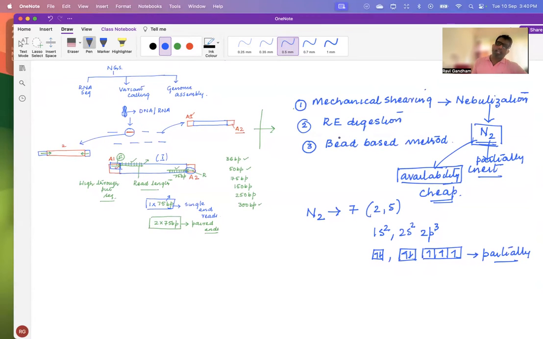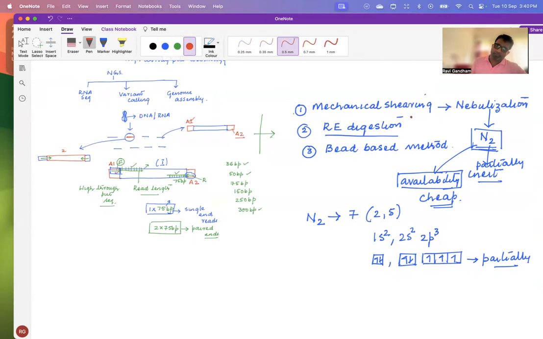And RE digestion, all of you know, is by the use of restriction enzymes, RE enzymes. However, the major drawback of these two methods is you cannot control the size.